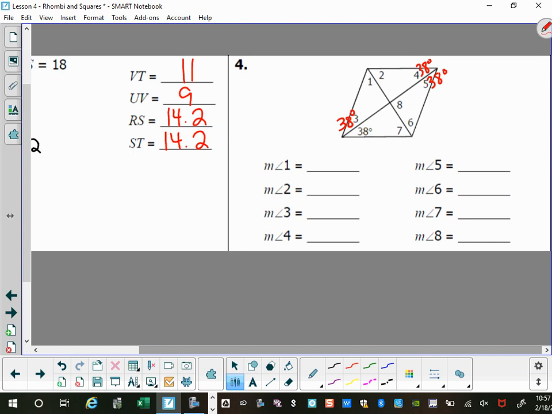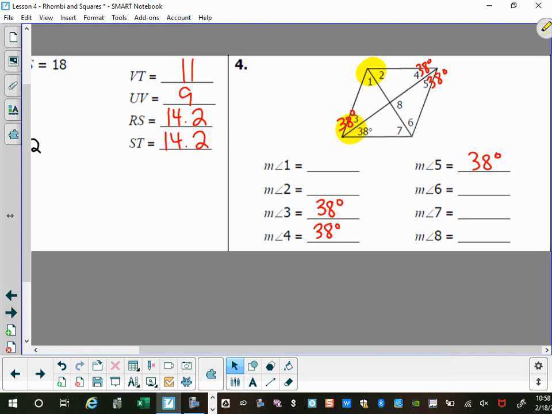Angle 3 is 38 degrees. Angle 4 is 38 degrees. And angle 5 is 38 degrees. Based on what I know, this angle and this angle have to equal 180. Well, I already know that these angles together equal, what's 38 plus 38? Okay, so this angle down here is 76 degrees, which means that these two angles combined is also 76 degrees. Is this making sense so far?